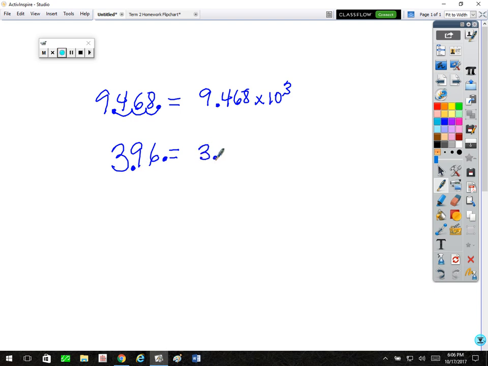So my coefficient is 3.96 times my base is 10, and since I moved it 2 places, and my original number was bigger than 1, that's going to be a positive exponent. So 396 is equal to 3.96 times 10 to the second power in scientific notation. Alright, how did you do?